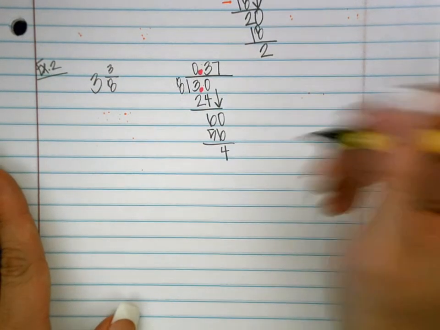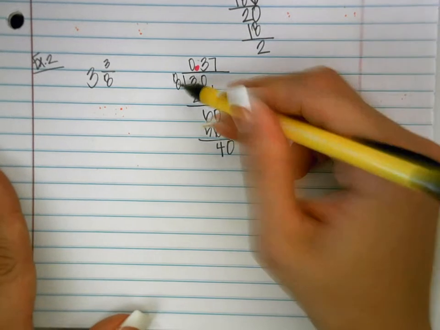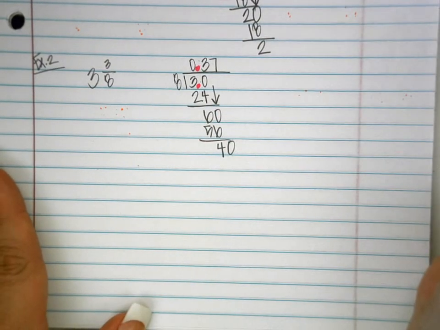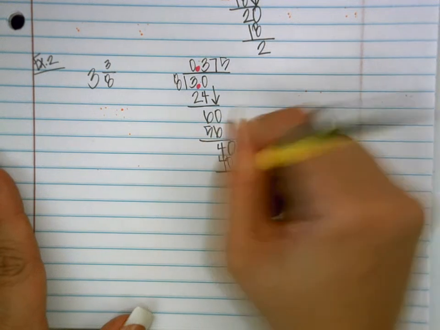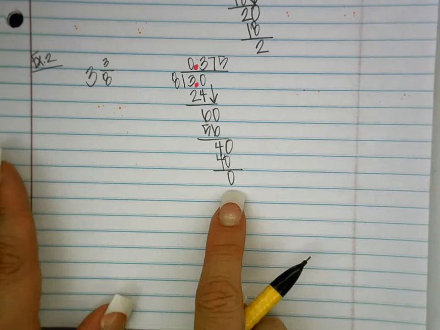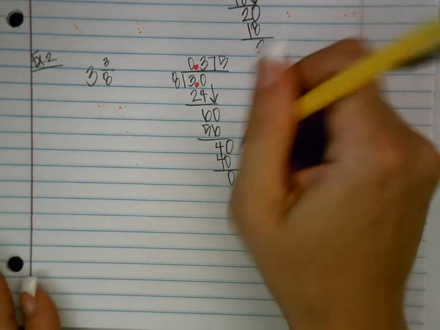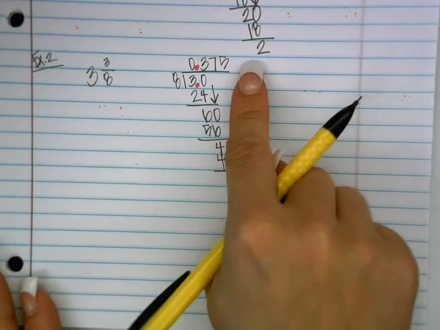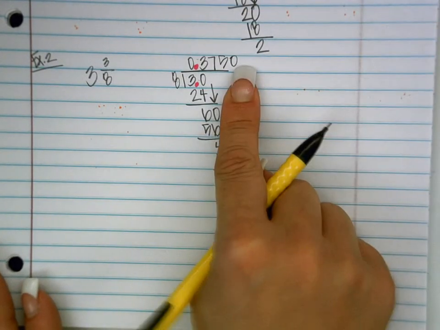Not quite done. So remember, I want you to take at least 3 decimal places. 8 goes into 40 how many times? 5. 5 times 8 is 40, and I'm left with a 0. Once you have 0 as your remainder, that means you're done. Even if you put another 0 here, you would end up with 8 goes into 0 0 times. So once you start getting a 0, you can be done.